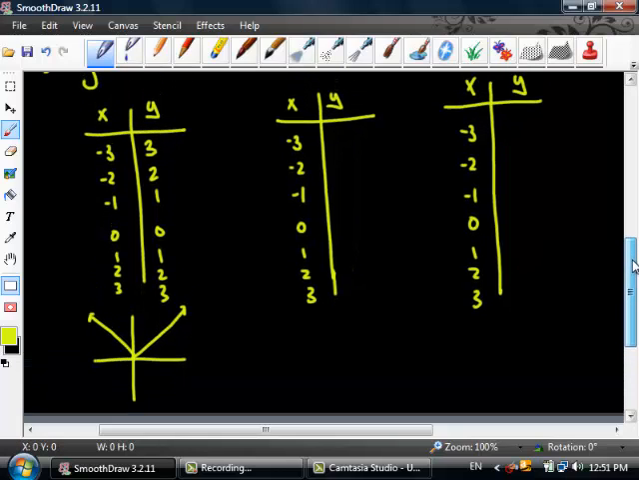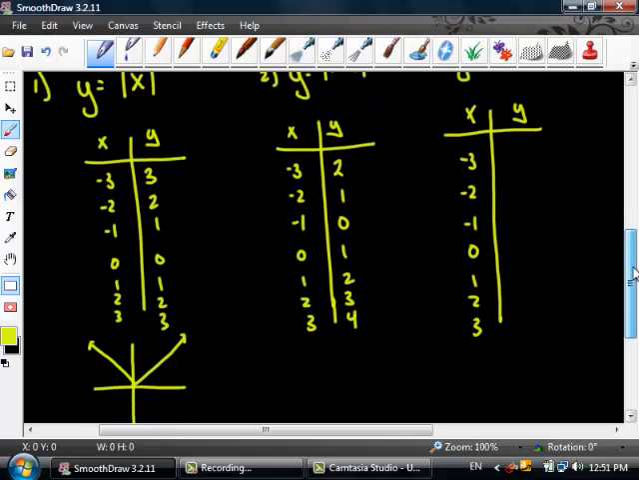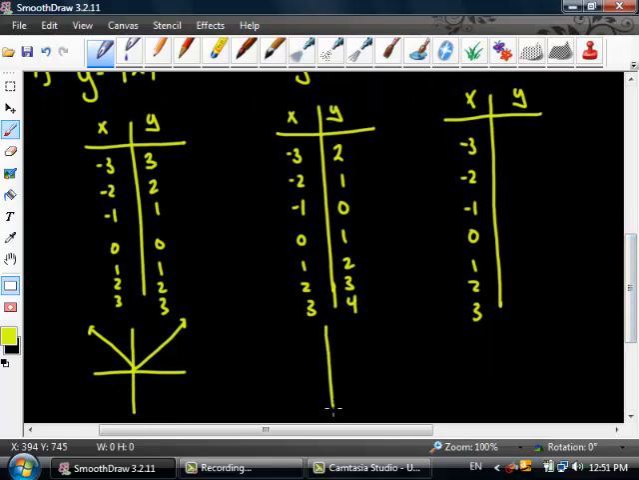Okay, who can raise their hand and read off the values for number 2? Because that one should be a little bit funny. Catherine. 2, 1, 0, 1, 2, 3, 4. Okay, now, how does that impact the graph? What did your graph look like? Who can raise their hand and describe the change in the graph right there?